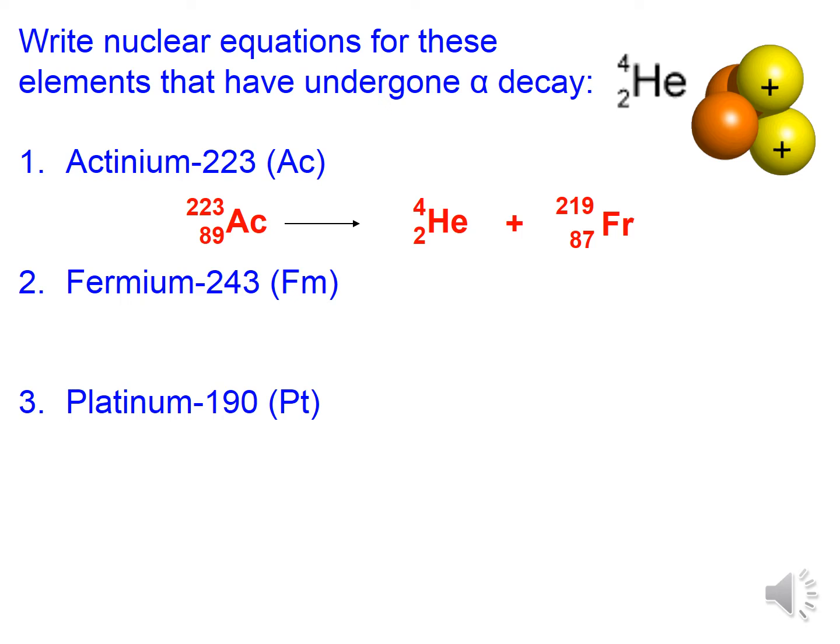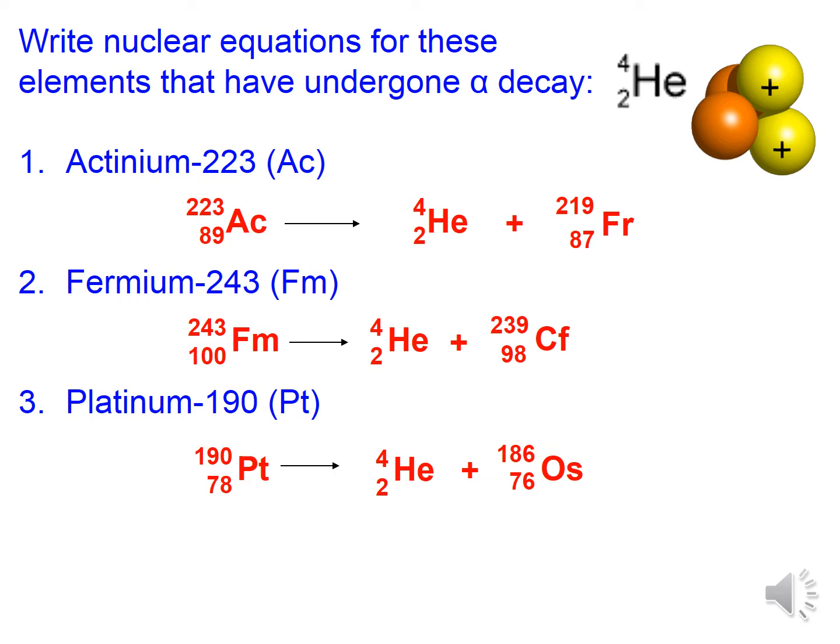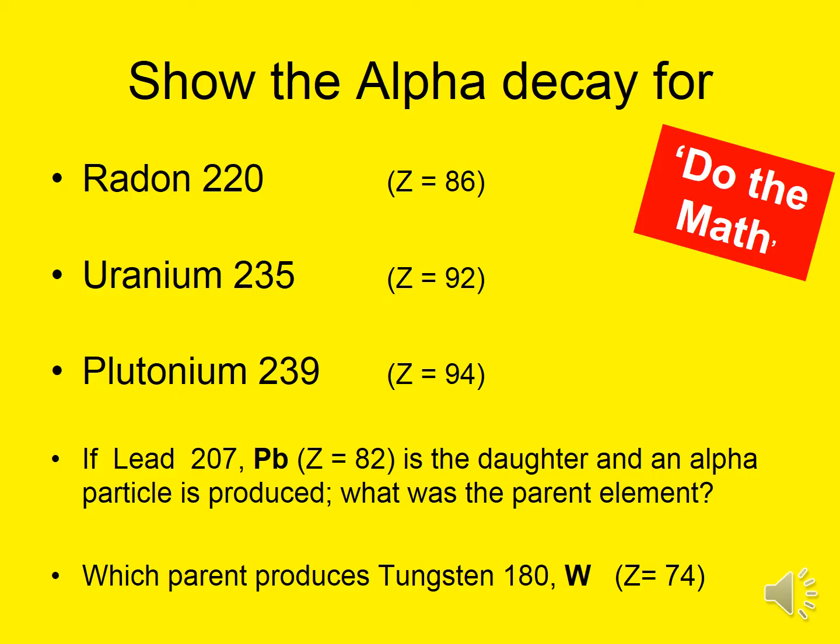Okay, I'm going to reveal the answers to the other 2 then. So fermium 243, similarly, fermium's got an atomic number of 100, 243 is the mass number isotope, an alpha particle is given off, so therefore the atomic number reduces by 2 and the mass number reduces by 4, giving us a brand new element there. Similarly with platinum, atomic number reduces by 2, mass number reduces by 4, gives us osmium 186. Okay, so that's the basic alpha decay series, and that's how you can work out alpha decay for elements that undergo alpha decay. So over to yourselves now.